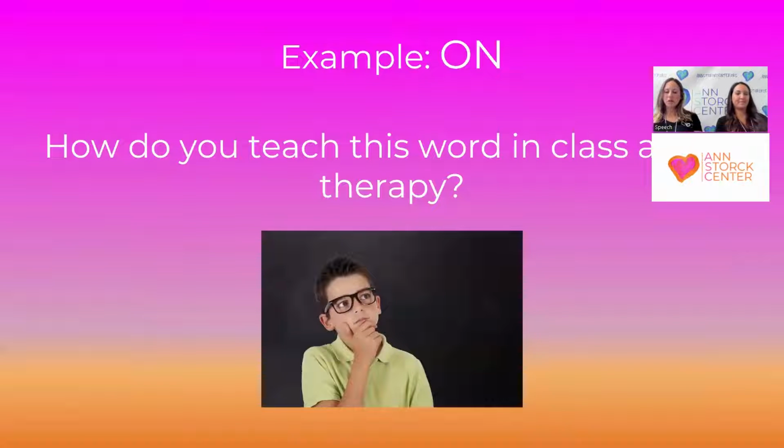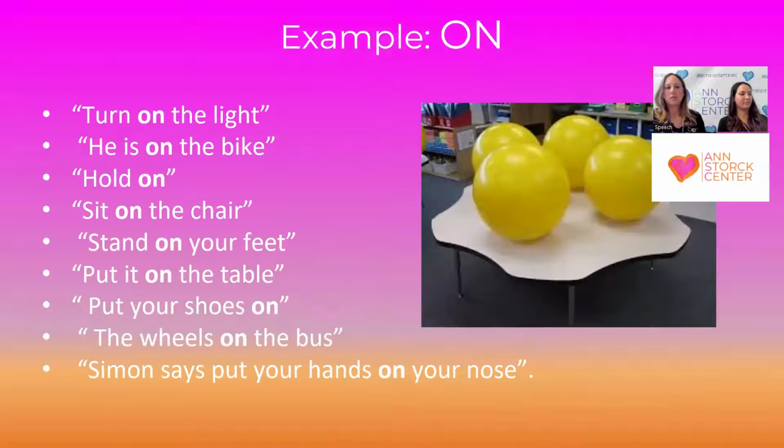Okay, here's an example of a core word, on. So I'm going to show you how you would teach this word in class and in therapy. So for example, you can use the word on for someone to turn the lights on, show someone he is on the bike. You can tell someone to hold on or to go sit on their chair or to stand on their feet or to put it on the table. So to give directions or have them put their shoes on. You can also use it with nursery rhymes, the wheels on the bus, or even with direction, following simple one-step directions. Simon says, put your hands on your nose.